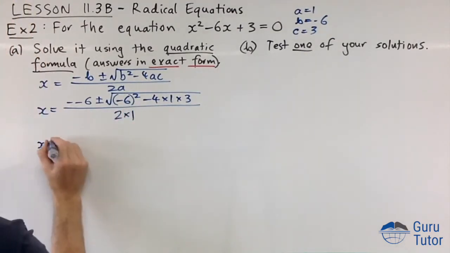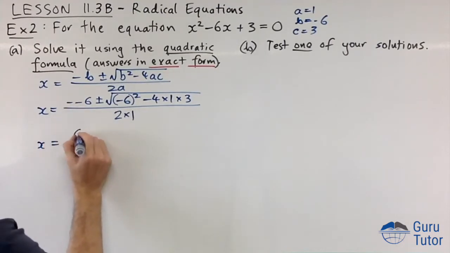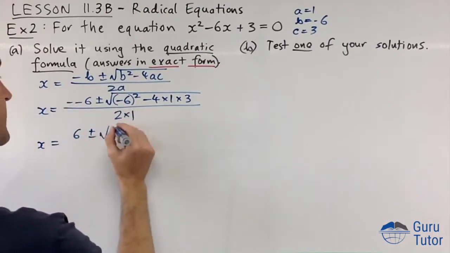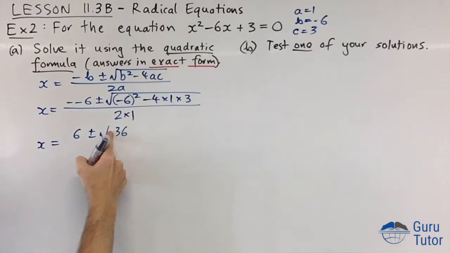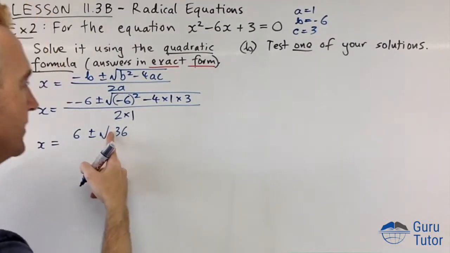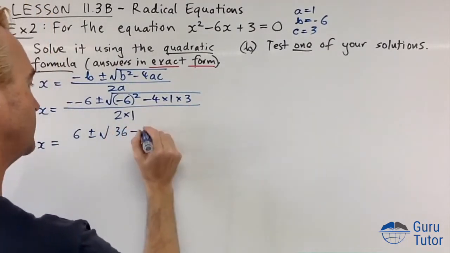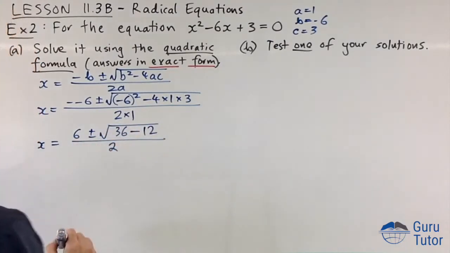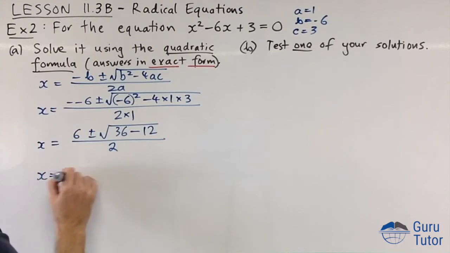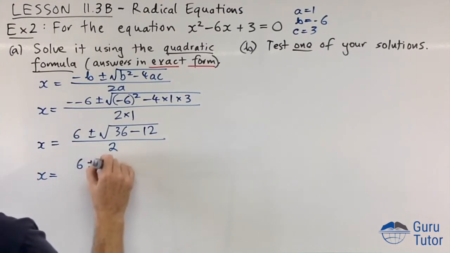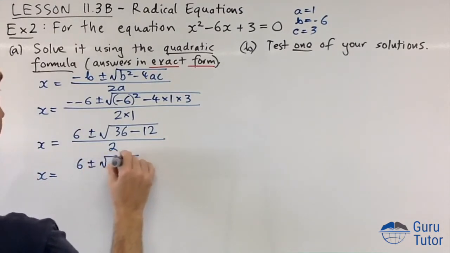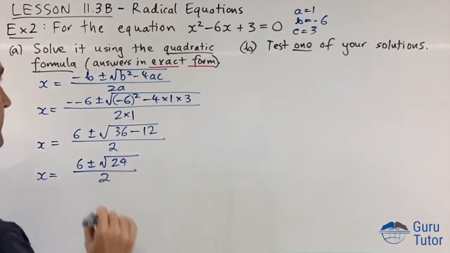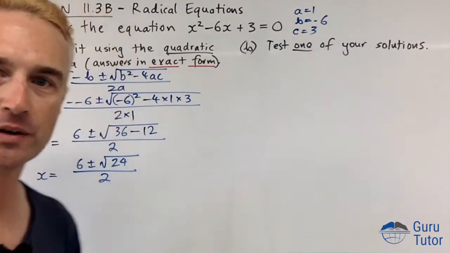Let's do it, just one step at a time. Minus 6 is just 6. 6 squared is 36. Remember, that should be a plus 36, not a negative 36. Minus 4 3s are 12. All over 2 times 1, which is 2. Getting simpler now. 6 plus or minus, what do we get here? Root 24 over 2.